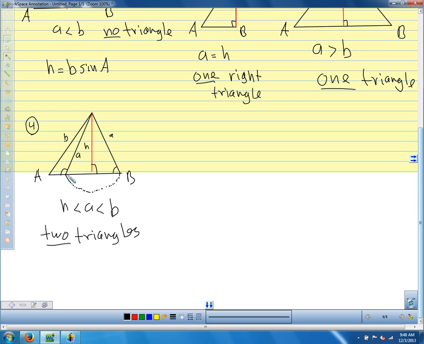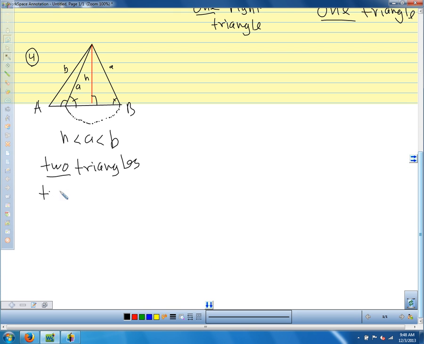So looking at this diagram, can we figure out how this angle B is related to this angle B? So we're looking at this angle and this angle, trying to figure out how they're related. Anybody see how those two would be related? Supplementary. So this triangle here is an isosceles triangle. This is A and this is A. So those two angles have to be congruent, and those two are supplementary. So the two possible values for angle B are supplementary.